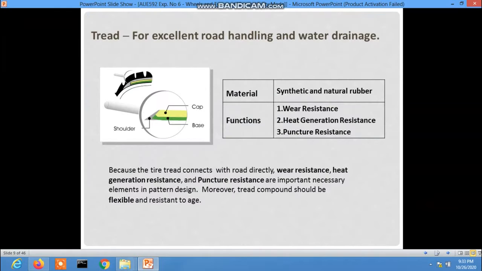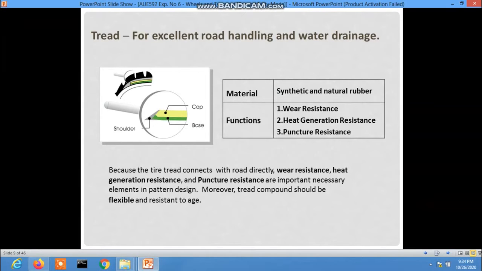Now the tread. Basically, the tread contacts the road directly. Wear resistance, heat generation resistance, and puncture resistance are necessary elements in pattern design. So the materials are synthetic and natural rubber, and its functions are wear resistance, heat generation resistance, and puncture resistance.